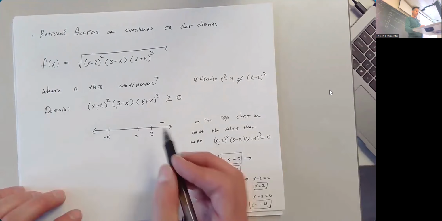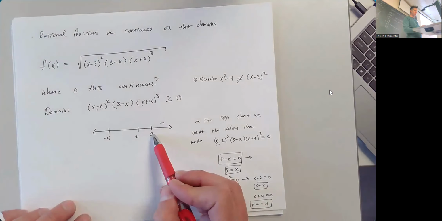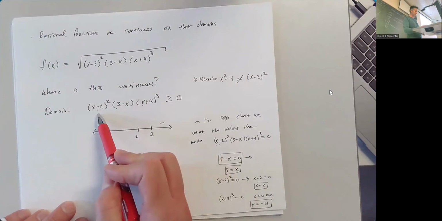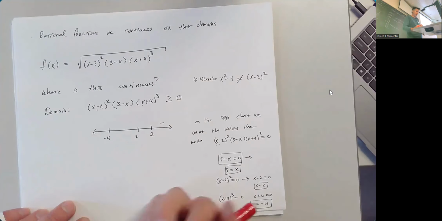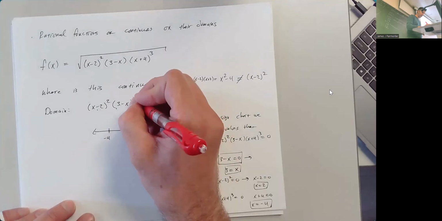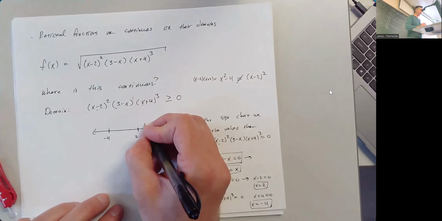So now, let me point out, we're going to make a guess and then we're going to verify it. So the 3 came from which of these factors? The x minus 2 squared, the 3 minus x, or the x plus 4 cubed? The 3 minus x. And the power on the 3 minus x is even or odd? Odd. So when the power is odd, we expect the sign to change or stay the same. Change. So we're expecting the sign between 2 and 3 to be positive.